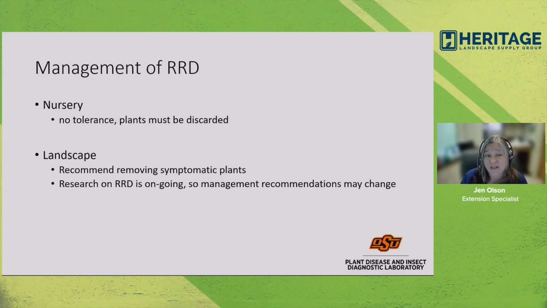So management. If it's a nursery, there's really going to be no tolerance, and those plants need to be thrown out right away. And the rest of the plants at the nursery need to be monitored. In the landscape, I can encourage people and recommend that we remove symptomatic plants, but not everybody's going to want to do that. And I will say, as we go through management, there's a lot of trials. There's some specialty crop initiatives for sustainable roses that are in progress. And so these management recommendations may change as we learn more about this problem.